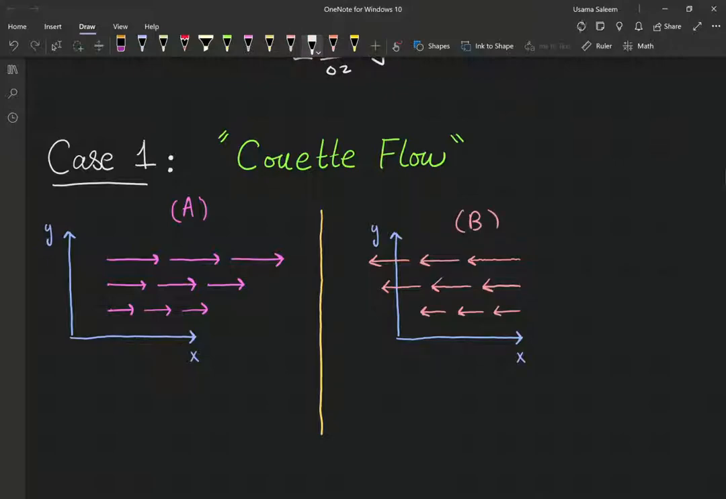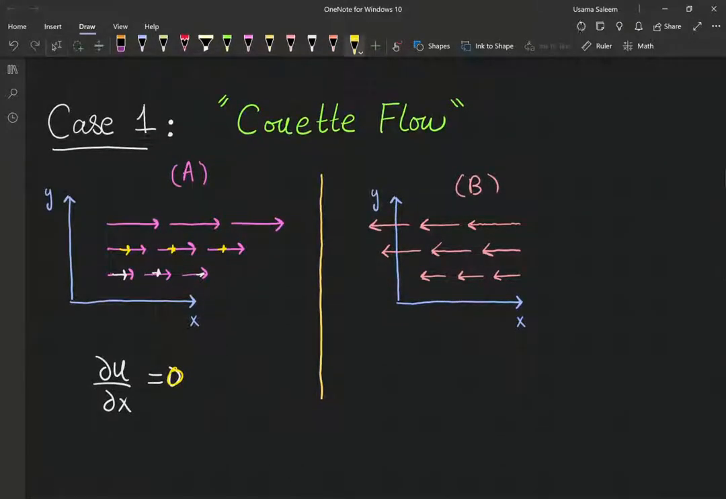So in graph A, if you move along the x direction, you'll see that your horizontal velocity is not changing. You pick a point and move along the x direction, and the velocity does not change. But what happens if I move along the y-axis? Here I have a smaller arrow. I go up, and my arrow is bigger now. Move up again, and my arrow is getting bigger. Do you guys see that?